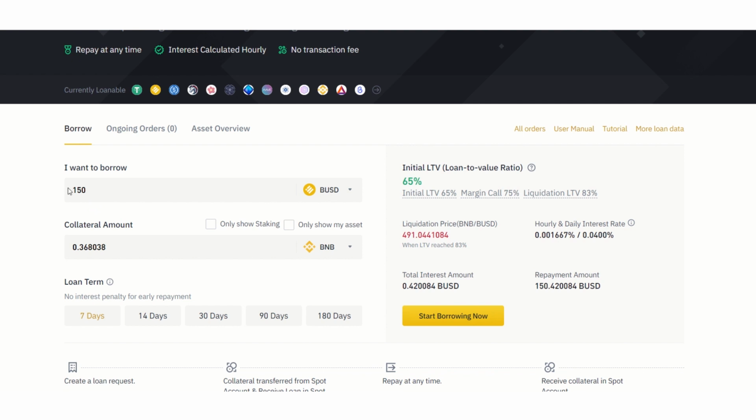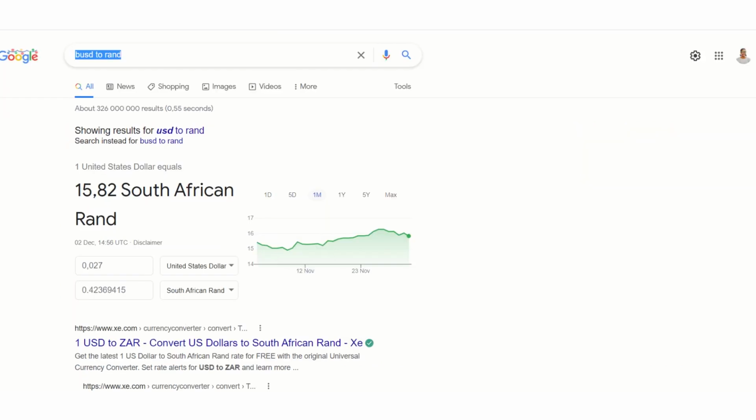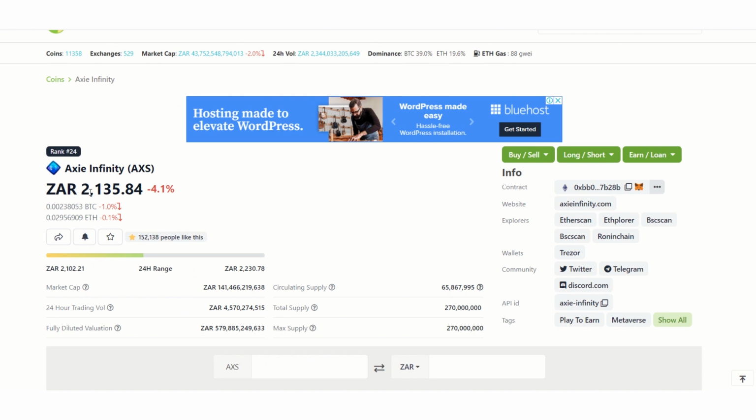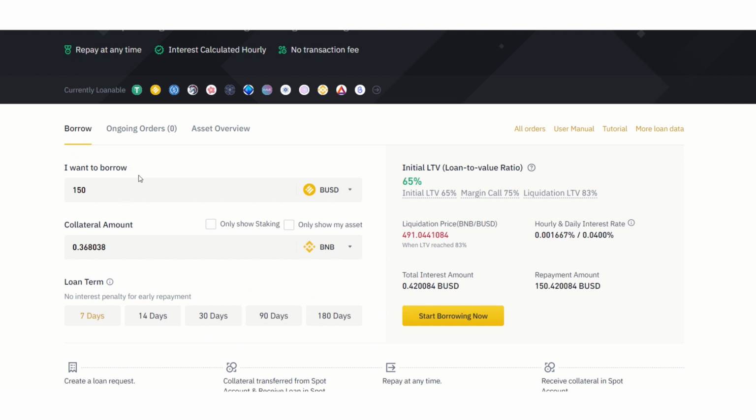If you want to know how much 150 BUSD is, you can go to here and just type BUSD to Rand. BUSD is equivalent to $1. So you come here and type 150. And now you see that 150 is actually 2,373. How much is this coin? 2,135. So this is enough money for me to buy actually one coin.